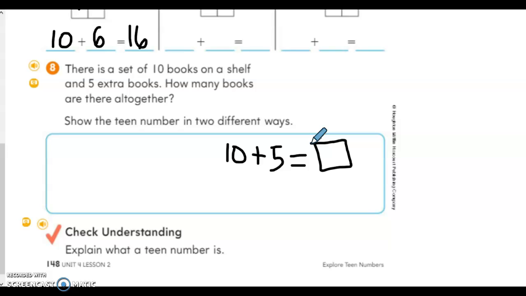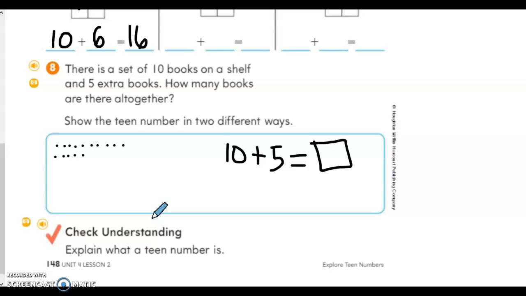So we're going to make the 10 dots and the 5 extra ones. So it can look like this. 1, 2, 3, 4, 5, 6, 7, 8, 9, 10. And how many extra ones? 5. 1, 2, 3, 4, 5. Okay, there you go. And last but not least, explain what a teen number is.